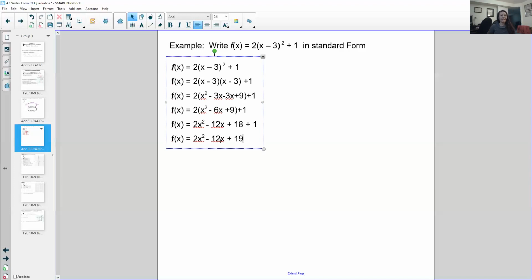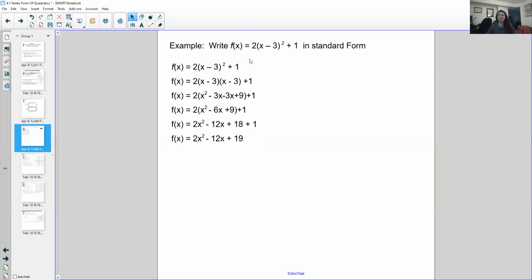Okay, and I have to stop here. There's no other terms that I can combine. All of the terms are different terms or unlike terms, so we're going to finish here. And I've taken something in vertex form, and I've expanded it to something in standard form.